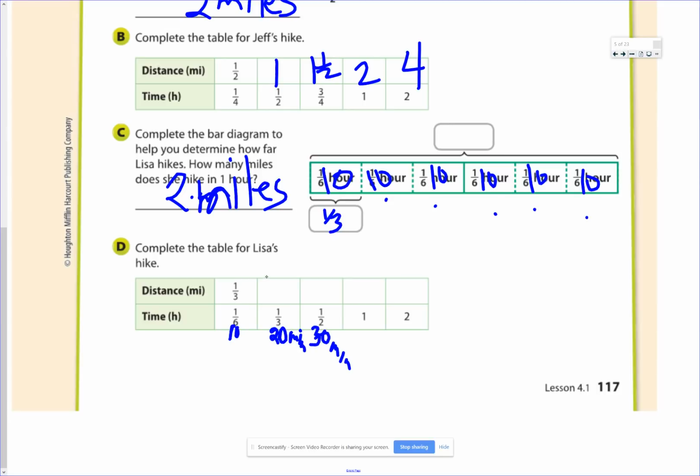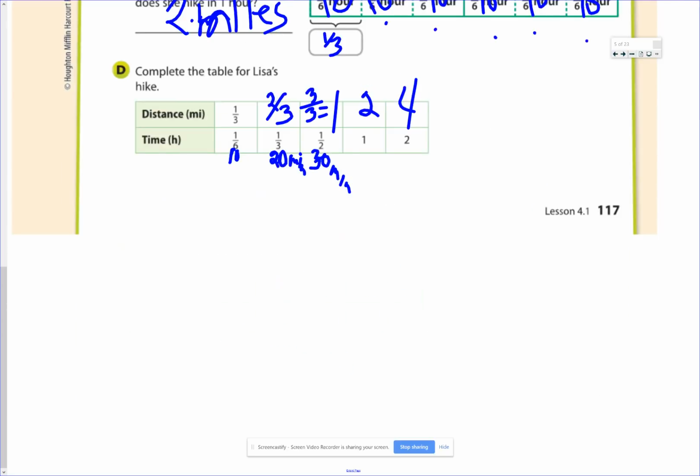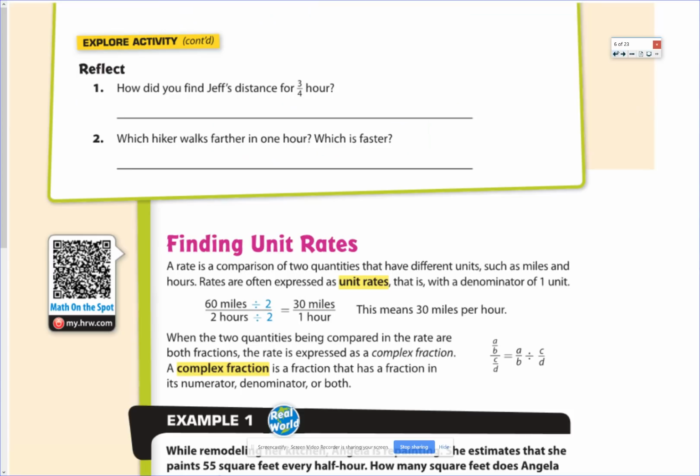A third of a mile, another third of a mile, add those together, there's 2/3. Add another third of a mile, that's 3/3. 3/3 is exactly equal to 1. Now, if I go right away to the 1 hour mark, I'm at 2 miles. And then if I double it, I'm at 4. Turns out Jeff and Lisa are actually traveling at the exact same speed, or the exact same rate. So even though it looked very different, they end up being exactly the same.